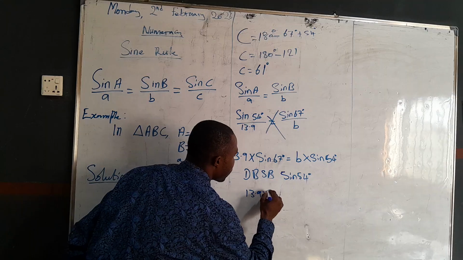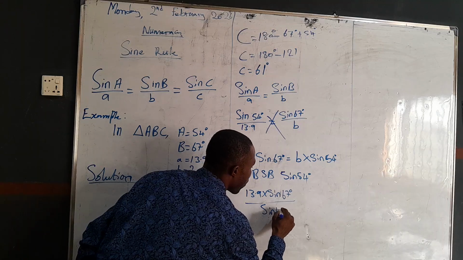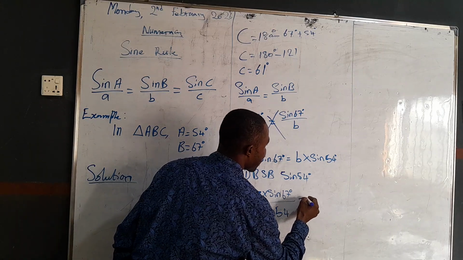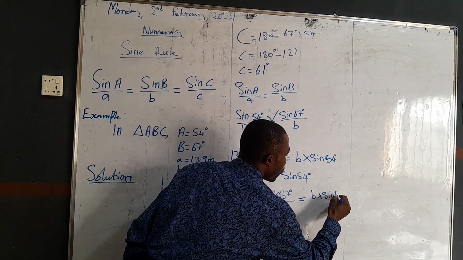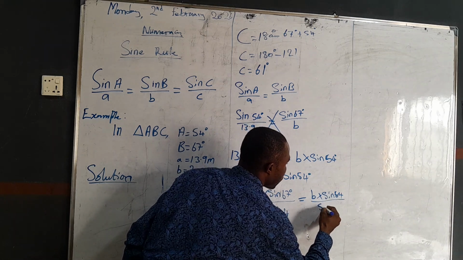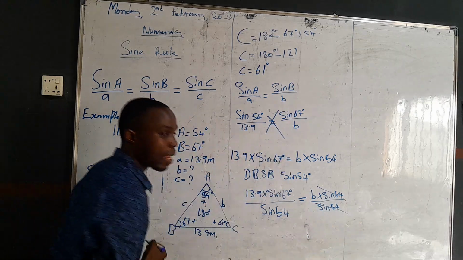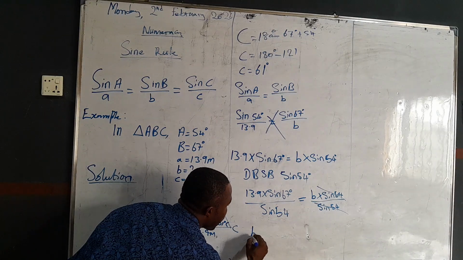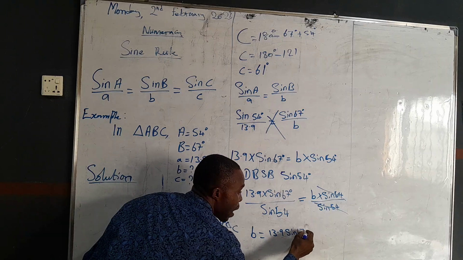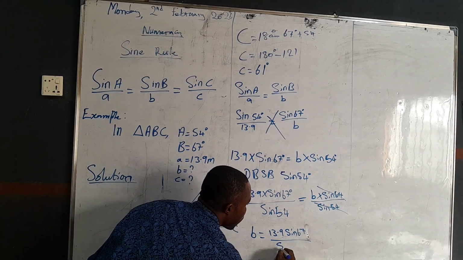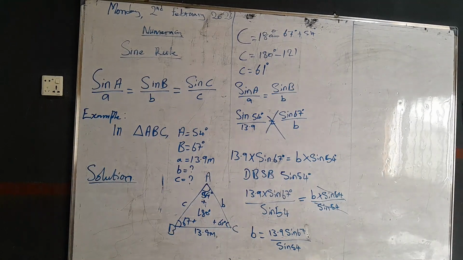So if we do that, we are going to have that 13.9 times sine 67 degrees is all over sine 54, and that's equal to B times sine 54 divided by sine 54. So here sine 54 we do away with, and we're left with the fact that B is equal to 13.9 sine 67, all over sine 54. Are we good to go?